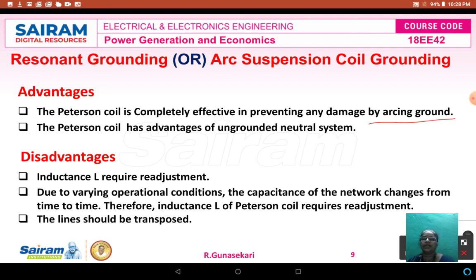The disadvantage is the inductance L requires a readjustment. That is the inductance of the arc suppression coil. Due to the variation of the operating conditions, the capacitance of the network changes from time to time. Therefore, the inductance L of the Peterson coil, that is arc suppression coil, requires readjustment. This is another disadvantage. And then the line should be transposed. So these are the advantages and disadvantages of the resonant grounding.